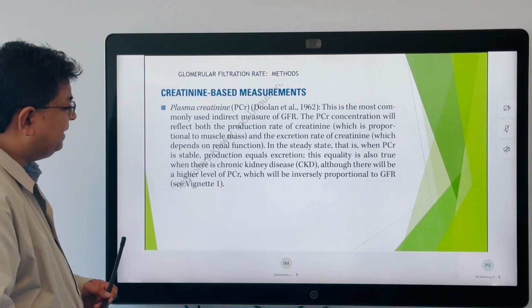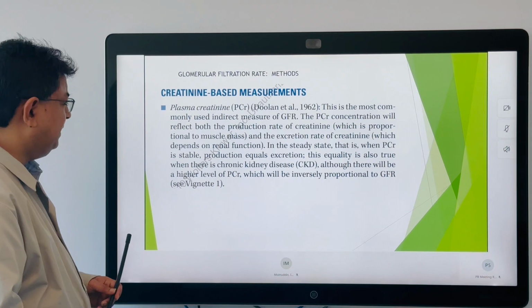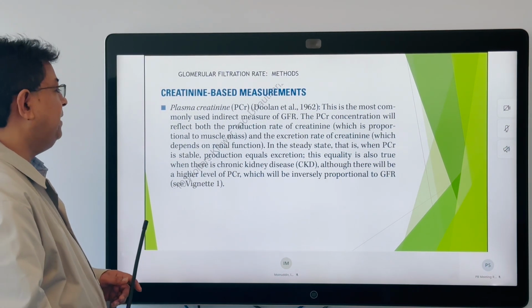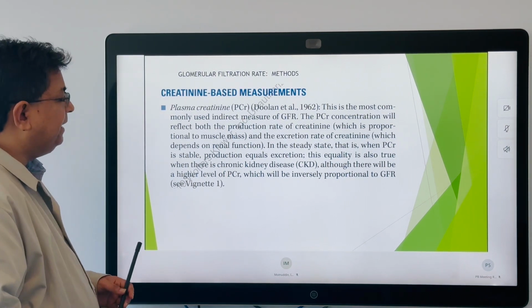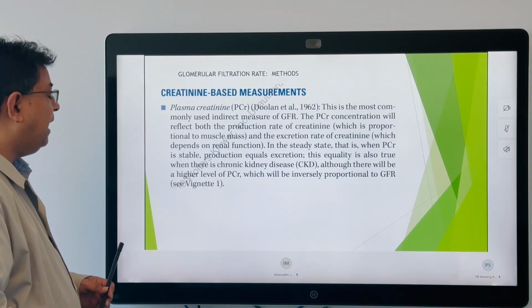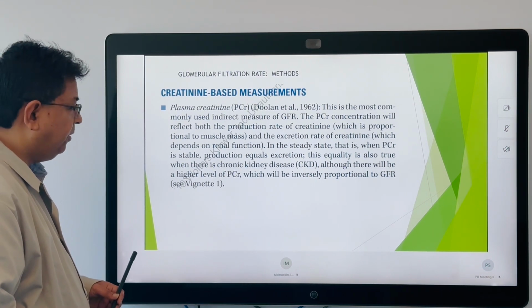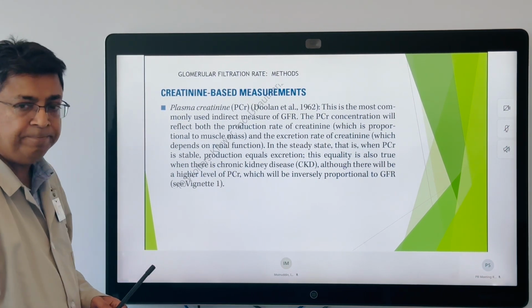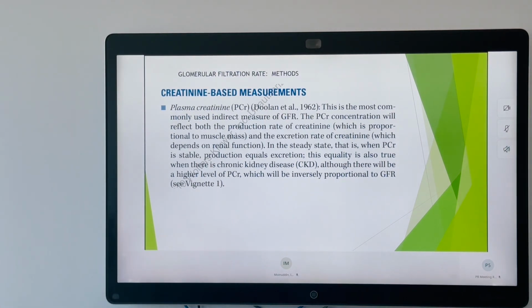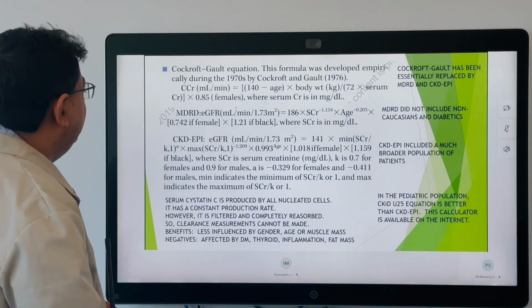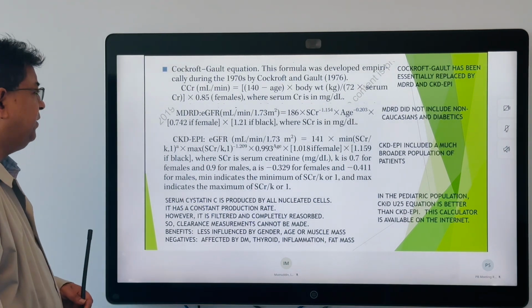In the steady state, that is when plasma creatinine is stable, production equals excretion. This equality is also true when there's chronic kidney disease, although there will be a higher level of plasma creatinine, which will be inversely proportional to glomerular filtration rate.